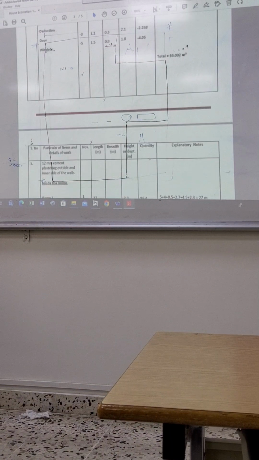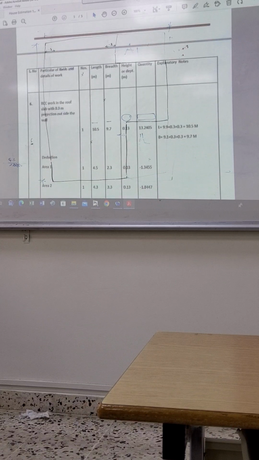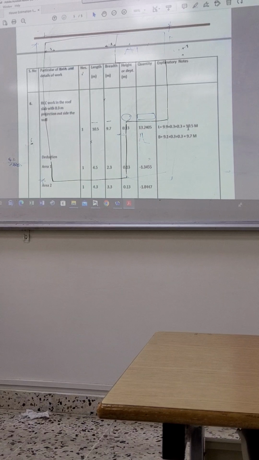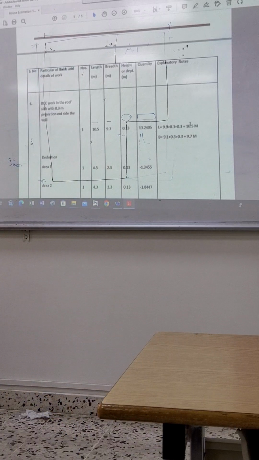Then the area. Here you will not add 0.3 plus 0.3; you will add 0.2 plus 0.2. What about the area? Deduction area. For the deduction area, you have to find out which value. These are simple things you can find out from the plan.